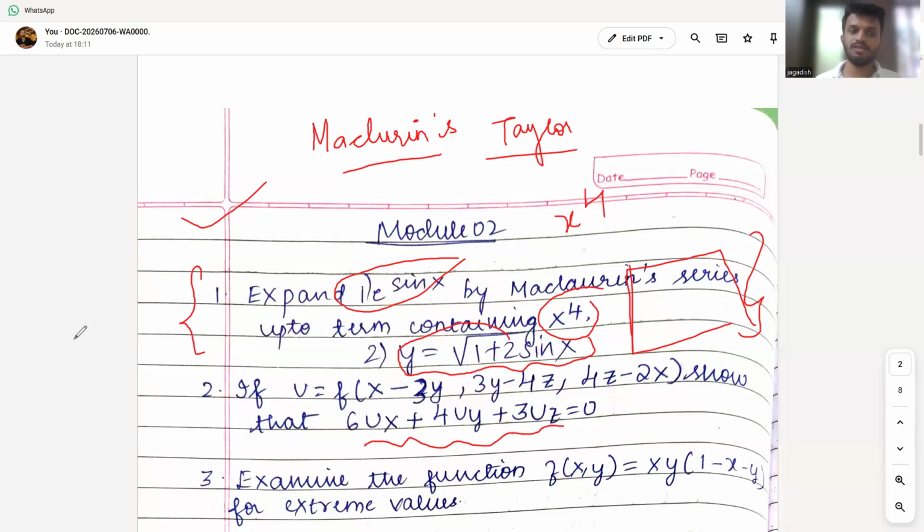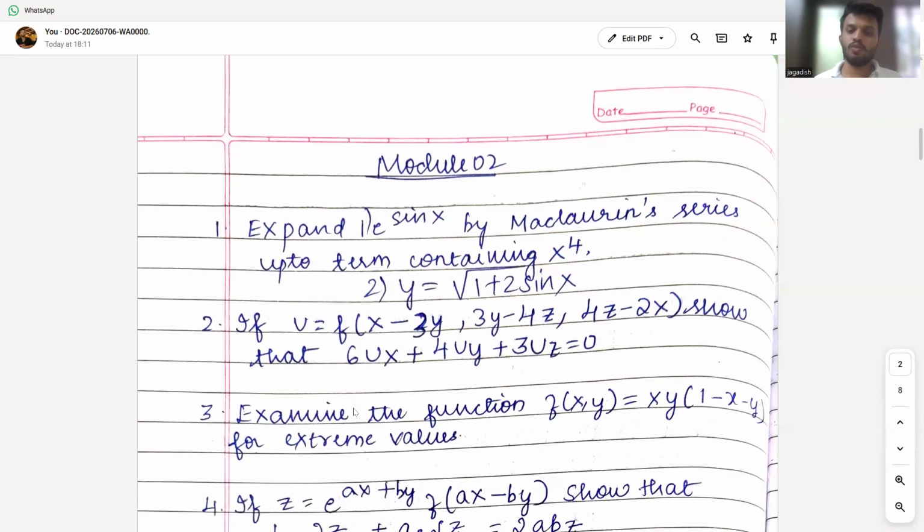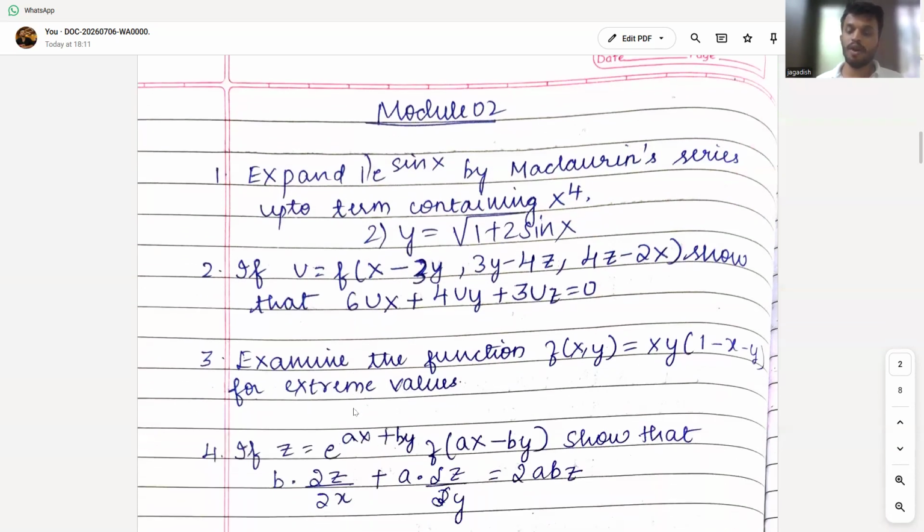So the next concept that is very important in module 2 is the extremal problem. Examine the function f of x comma y is equal to x into y into 1 minus x minus y for the extreme values. Problems based on the extremal are very important for the examination.